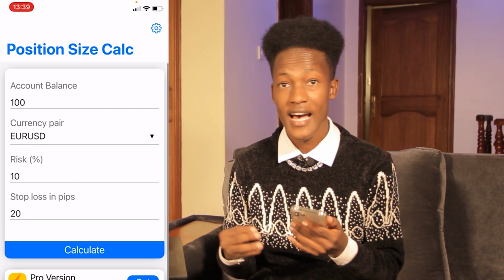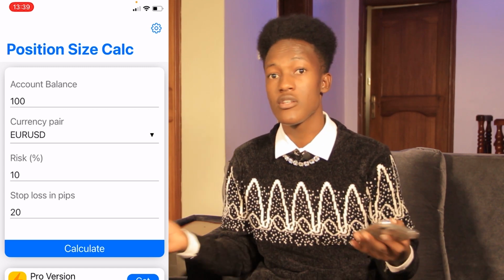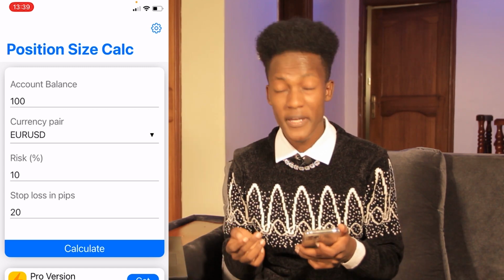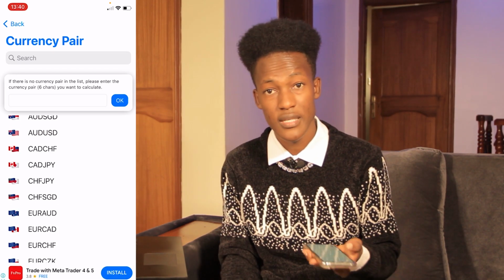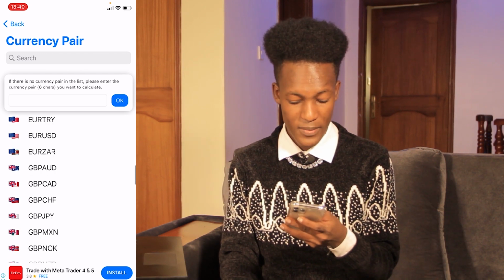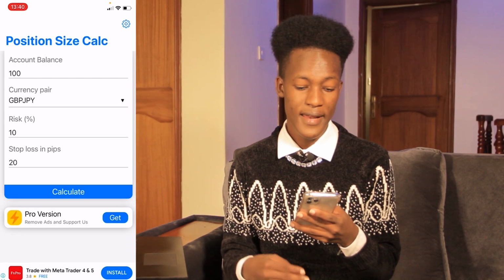First thing, it has the account balance. How much are you willing to trade with? $100, $1,000, $60, depending. I'm typing in the account balance, so I'm assuming we are trading on a small account of $100. Then the second thing, it has a bunch of ads because I'm not in premium mode, but it is what it is. You can see we have a bunch of currency pairs. It depends on which currency pair you want to trade. Most times I trade GBP JPY, so I'm going to click on GBP JPY, boom, and now the risk.